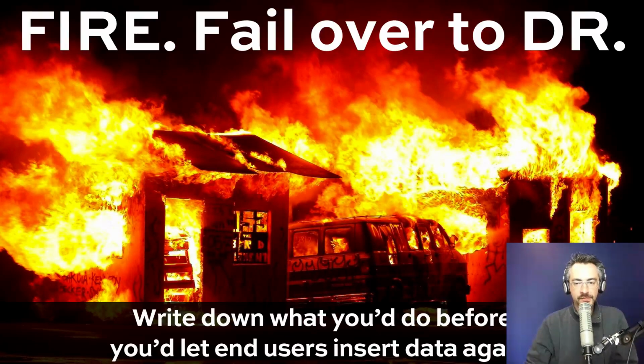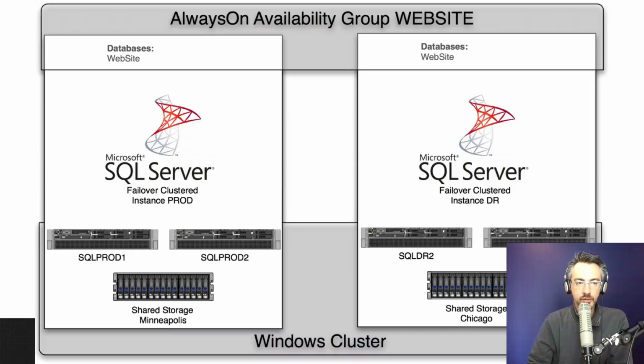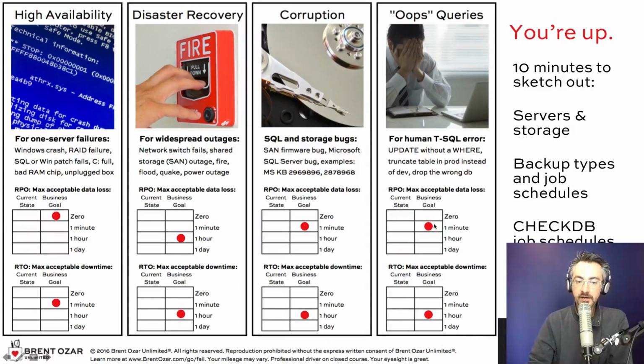Okay, so you had 60 seconds to think through what you would do. Now, here's where the real test starts. After you let users into the database, 10 minutes later, a user accidentally truncates a table. Now remember, we have a commitment to the business that in the event of an oops delete, let me go hop back and show what that commitment was. In the event of an oops delete, I'm going to lose no more than 1 minute of data, and I'm going to be back up within 1 hour.